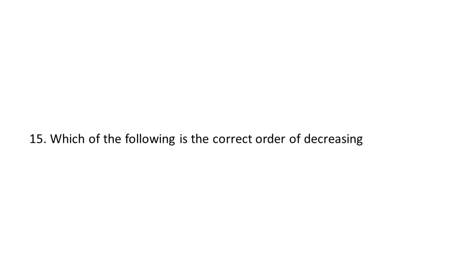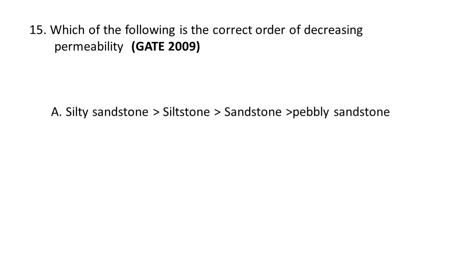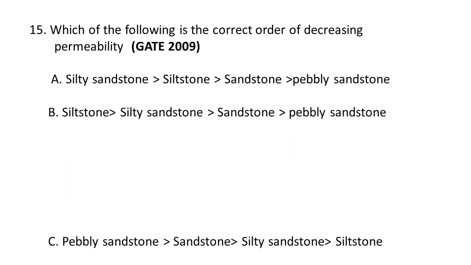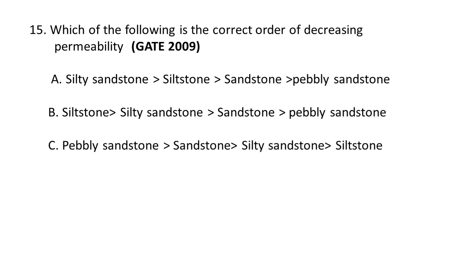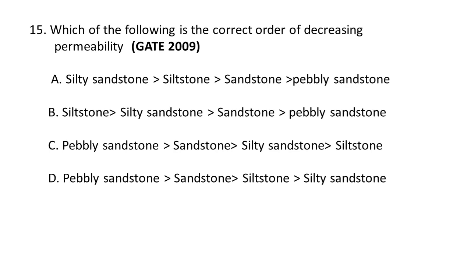Next question. Which of the following is the correct order of decreasing permeability? The options given are A, silty sandstone followed by siltstone, sandstone, pebbly sandstone. B, siltstone followed by silty sandstone, sandstone and pebbly sandstone. C, pebbly sandstone followed by sandstone, silty sandstone and siltstone. And D, pebbly sandstone followed by sandstone, siltstone and silty sandstone.